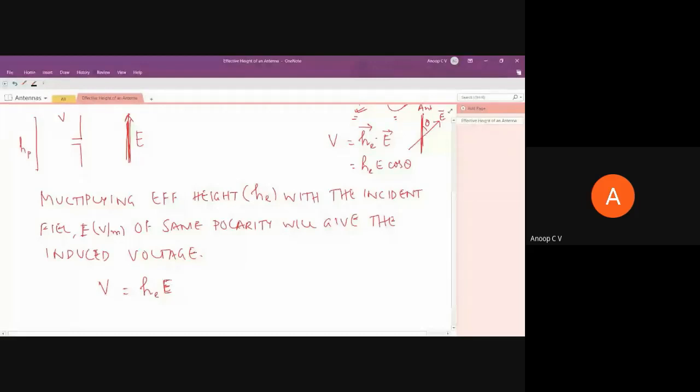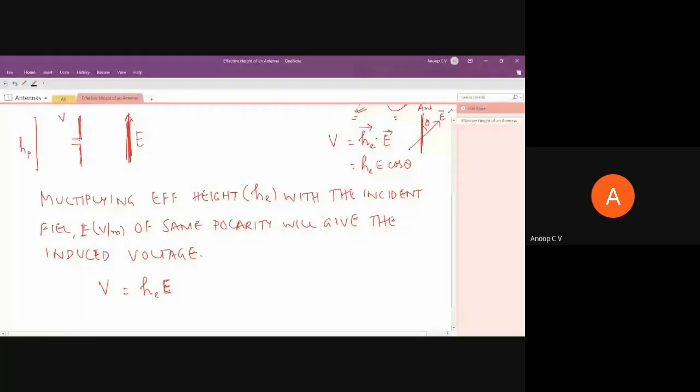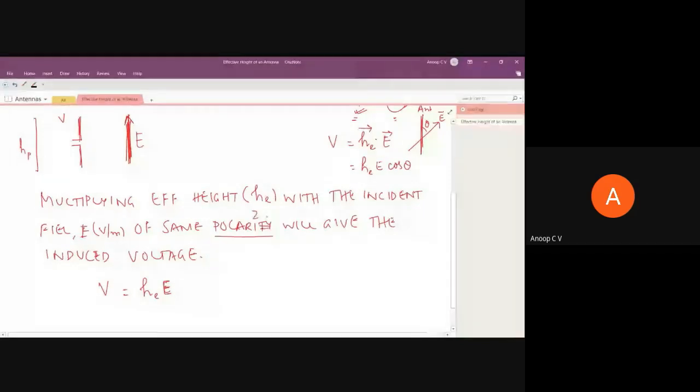Induced voltage V can be represented as HE times E. So the scenario is there is an antenna immersed in some electric field E. We are assuming the antenna and electric field have the same polarization, not polarity. Sorry, I wrote polarity. It should have been polarization. So the antenna and electric field have the same polarization.